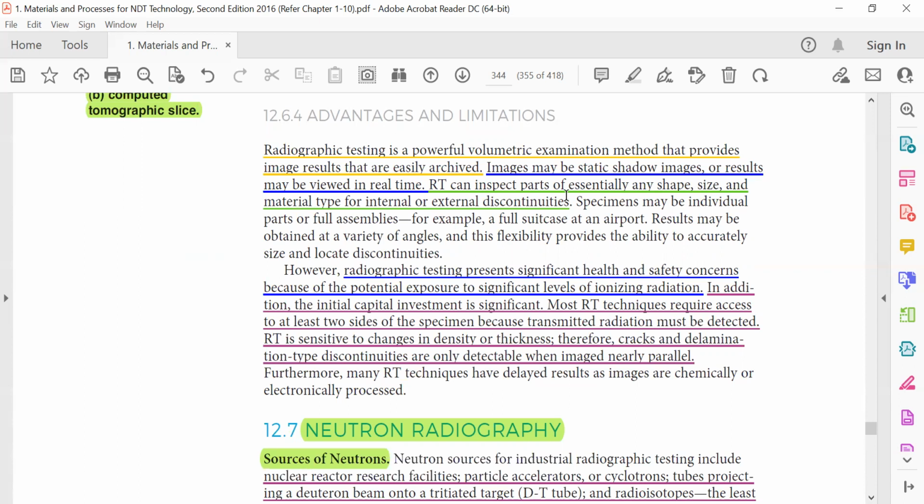Radiographic testing presents significant health and safety concerns because of potential exposure to significant levels of ionizing radiation. In addition, the initial capital investment is significant. Most RT techniques require access to at least two sides of the specimen because transmitted radiation must be detected. RT is sensitive to changes in density or thickness. Therefore, cracks and delamination type discontinuities are only detectable when imaged nearly parallel.